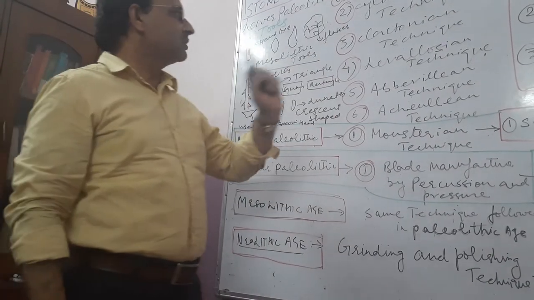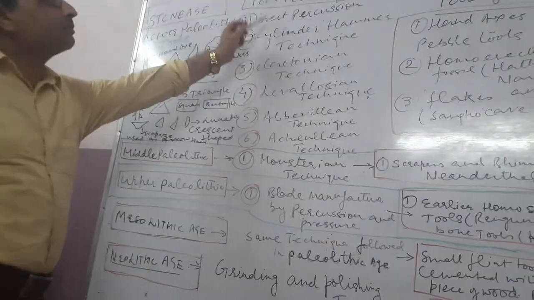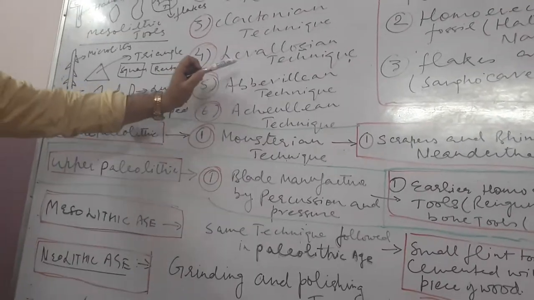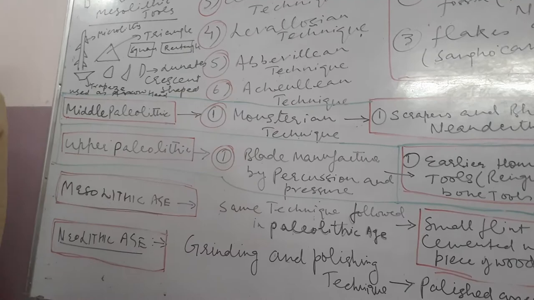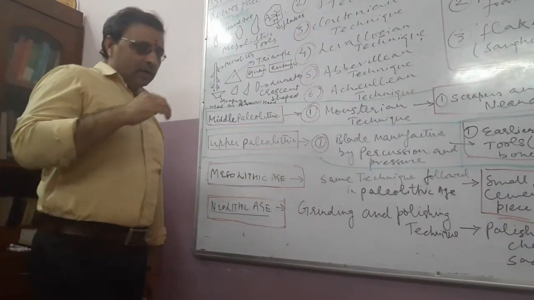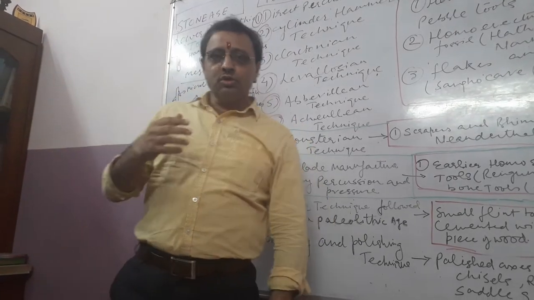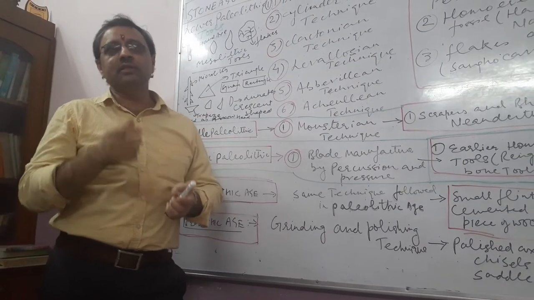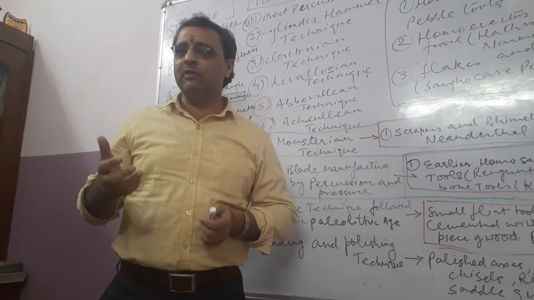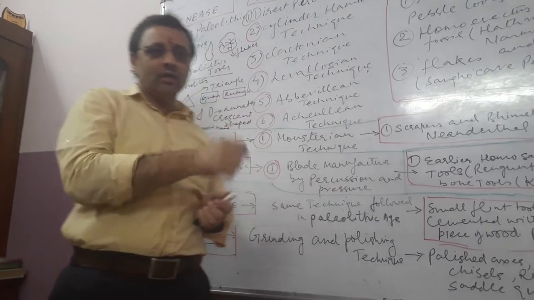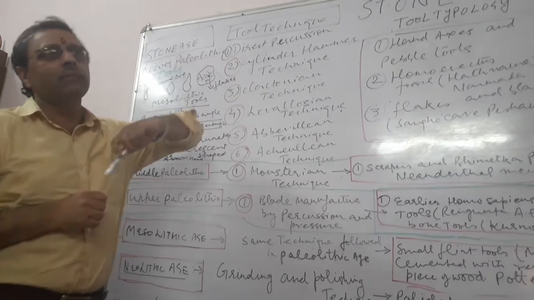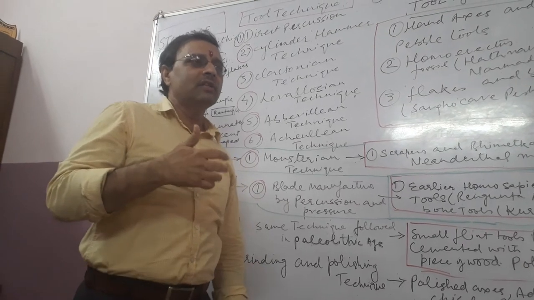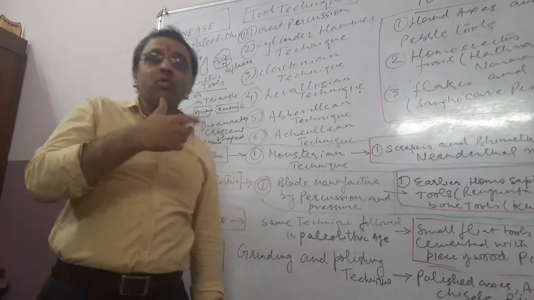What type of techniques did they use, that we have to discuss here. Direct percussion technique was there. Then the cylinder hammer technique, Clactonian technique, Levalloisian technique, Abbevillian technique, Acheulean technique. What were these techniques actually? By following these techniques, they used to take the stones. First, they used to cut the stone from the large boulders. Then, with the help of other stones, they would consider one stone as the hammer and start giving shape to the other stone. That was the direct percussion method. And they gave the shape of those tools which they required in their daily life.